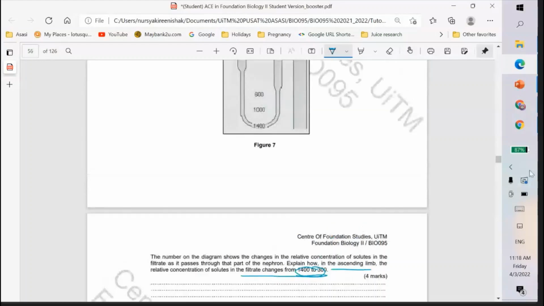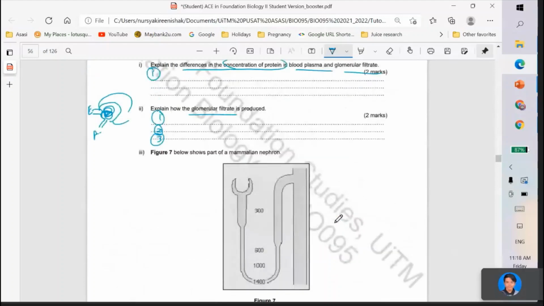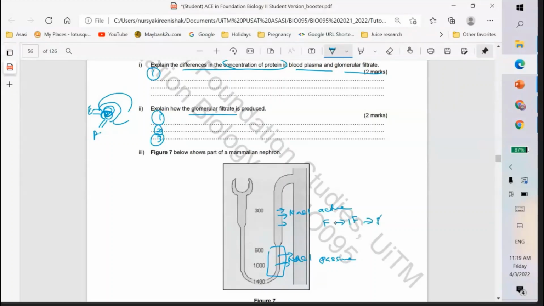Okay, so firstly, the filtrate akan move to the thick to the thin segment of ascending limb, and the salt and NaCl passively diffuse out into the interstitial fluid. So this will help to maintain the osmolarity of the interstitial fluid in the medulla. And then the filtrate can move to the thick segment of the ascending limb, and the salt will diffuse actively from the filtrate into the interstitial fluid. The filtrate become more dilute.